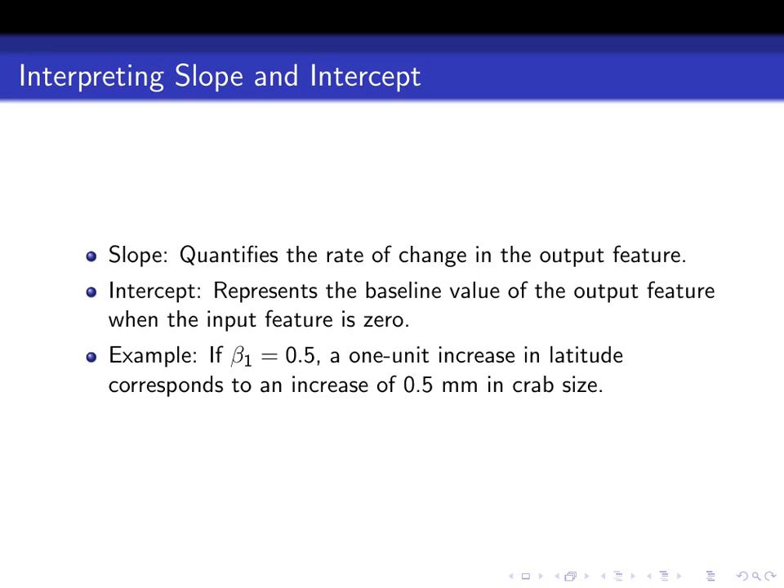The slope and intercept are crucial components of the regression model. The slope quantifies how much the output feature changes with a 1-unit increase in the input feature. For example, if the slope is 0.5, it means that for every 1-unit increase in the input, the output increases by 0.5 units. The intercept provides the baseline value of the output feature when the input feature is 0. Together, these parameters give a complete picture of the relationship between the input and output features.